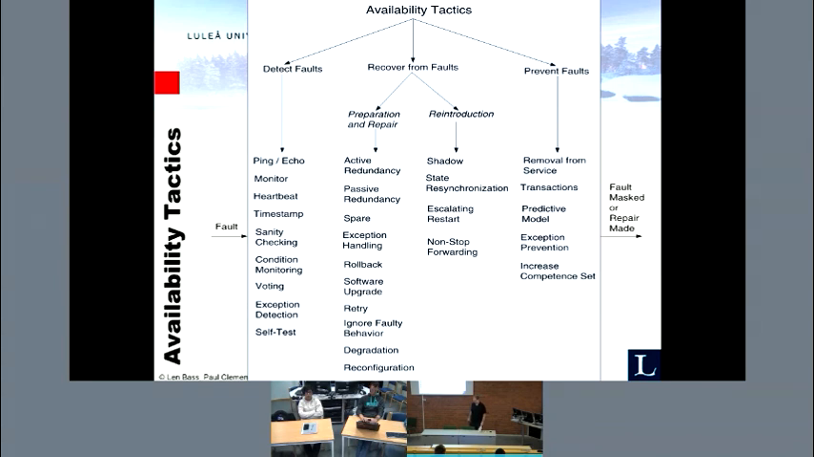And increase competence sets. So that is related to exception prevention. Like in the process industry, if something breaks, you add a test case for that, to make sure it doesn't happen again. You take safety guards to make sure it never happens again. Same with software. If you have an exception at some point, okay, how can we make sure that we prevent that exception in the future? You add the competence of the software to handle such problems in the future. Okay, so those are some of the tactics that you can have to deal with availability.